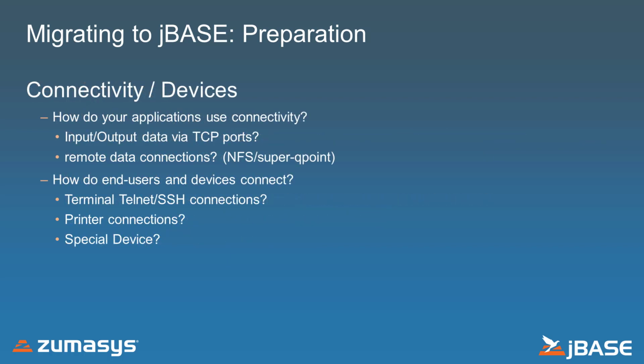The next thing is connectivity of devices. How do your applications use connectivity? Do they input and output data via TCP ports? You're going to think of that more as web-based. Like, do you have things that access your database via the internet, via the web? Do you have things that you send out to people via a TCP port of some sort? Do you have other systems that you send things to via NFS or super Q points, those type of things? Because when you set up your new jBASE server, you'll want to make sure those TCP ports are available, that they're set up, and that those processes that you're using are going to be able to work on the new jBASE server. And then how do end users and devices connect?